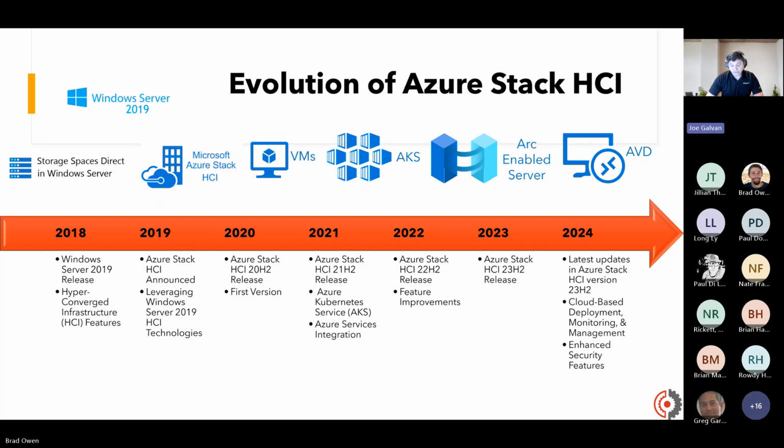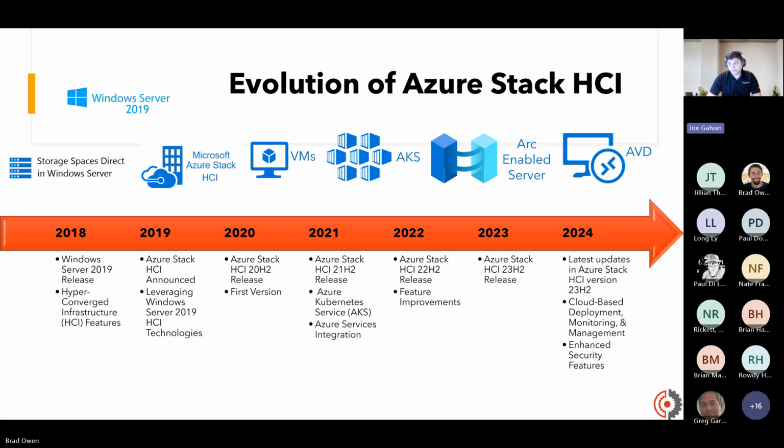Fast forward to a year later in 2019, Microsoft announced Azure Stack HCI. And since then, it's evolved quite a bit. The first GA release back in 2020, the very first version was 2020 H2. And at the time, that supported Windows and Linux VMs as workloads. Since then, there's been 3 additional annual releases. Typically, they release around November timeframe annually.